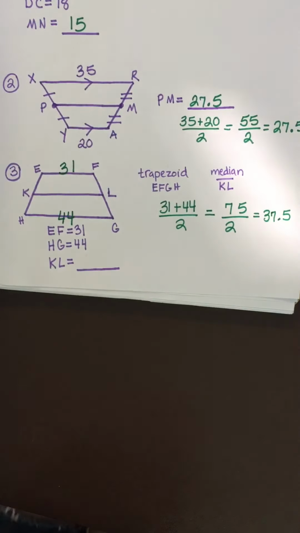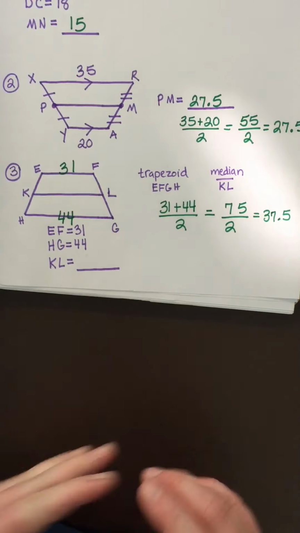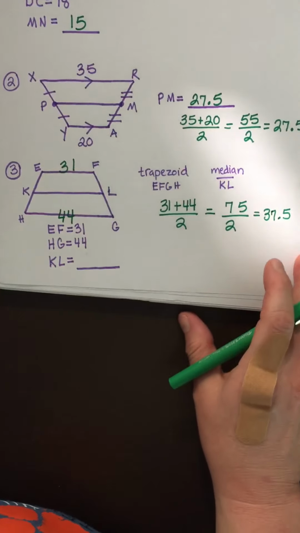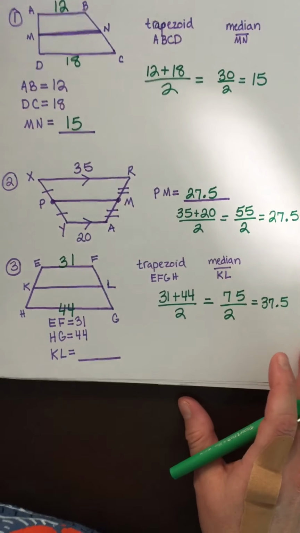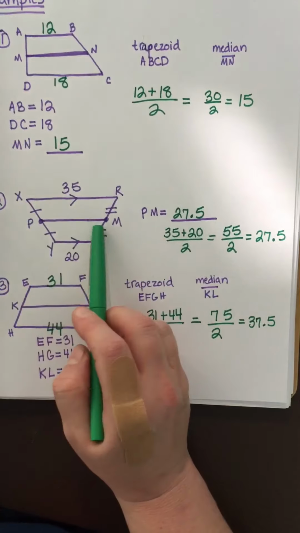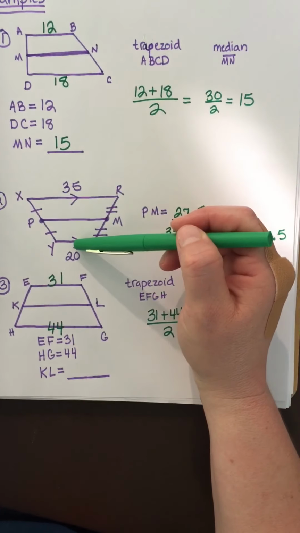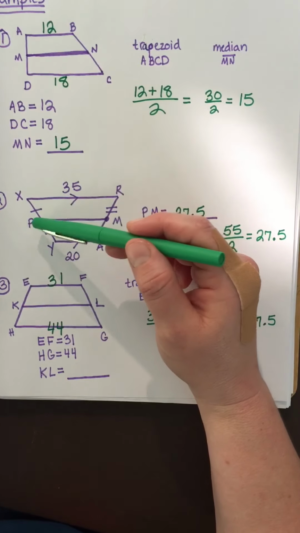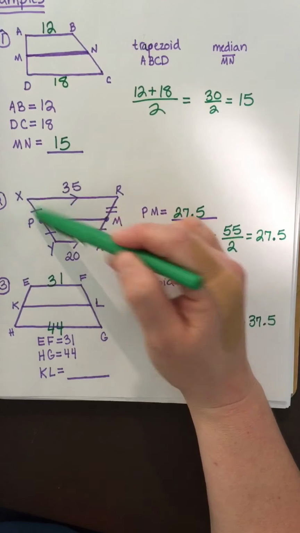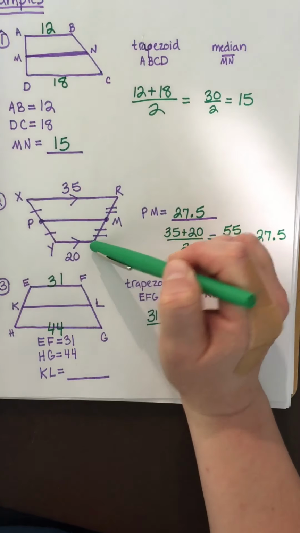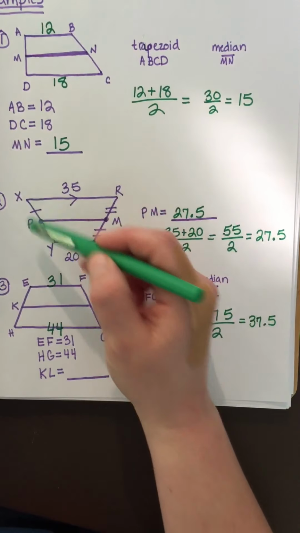All right, so a trapezoid is a quadrilateral with one pair of parallel sides. It has 2 bases, 2 legs. A median is a segment that's parallel to the 2 bases, and the endpoints are the midpoints of the segments that are the legs. And then these are the base angles.